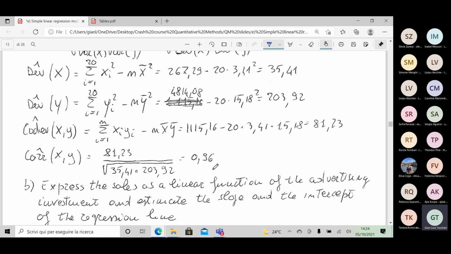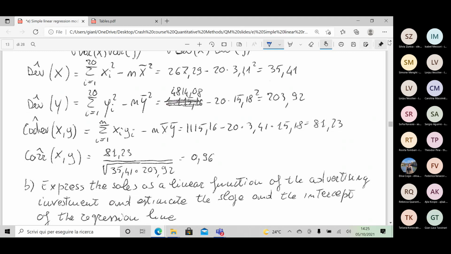However, the correlation tells you nothing about the direction of the dependence, because the correlation of xy is equal to the correlation of yx, it is a symmetric measure. So we know nothing about the direction of the dependence, because this holds in both directions.